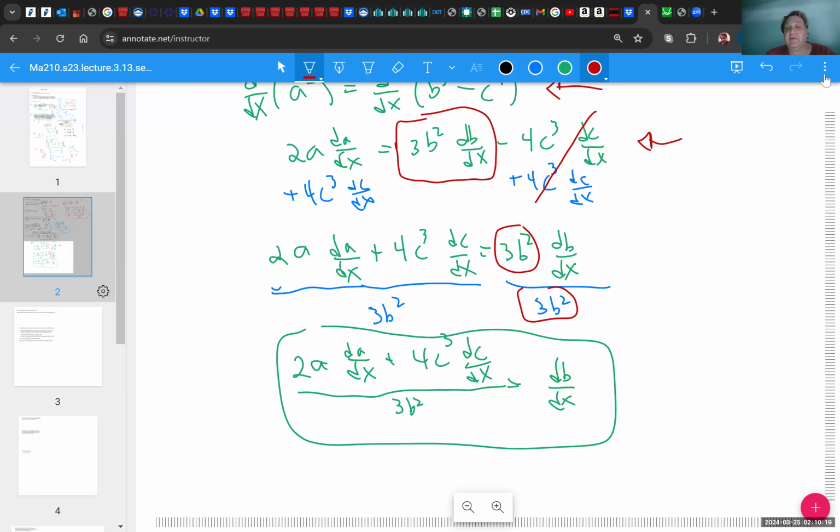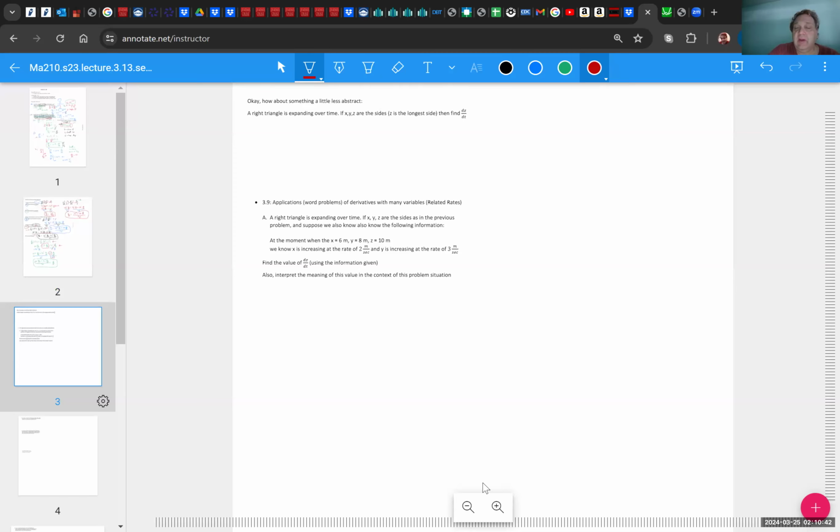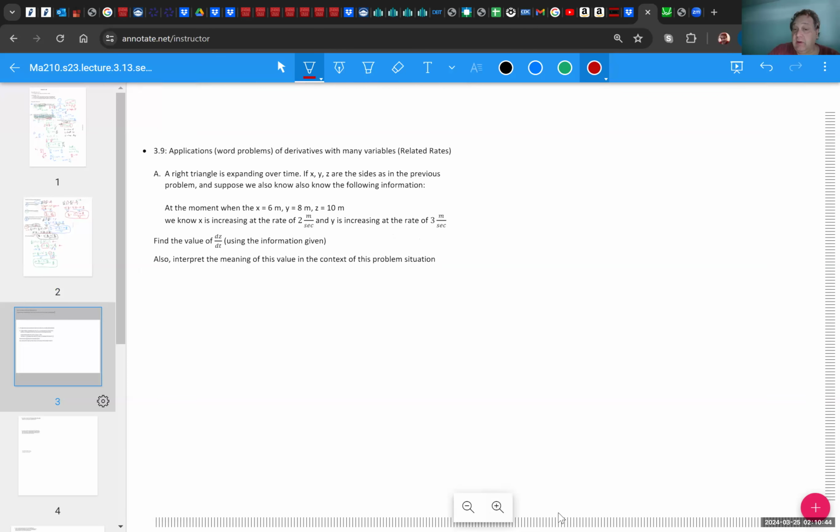Now, if we were given some information about what A, B, and C were, or what dA dx was, or dC dx, we could now plug that information in, which is what you'll be doing in the word problems. You'll be doing some crazy stuff like this, and then plugging stuff in to get a numerical answer at the end. I have one last example for you. It's a little bit less abstract, and it's where we're going to start off in the next video on 3.9.